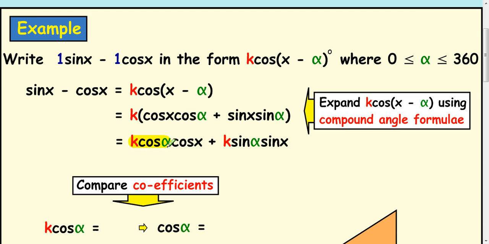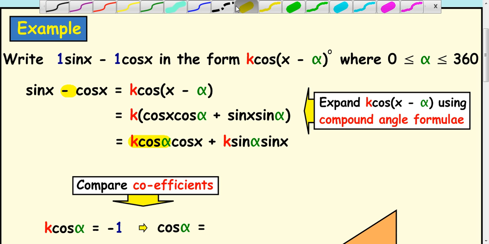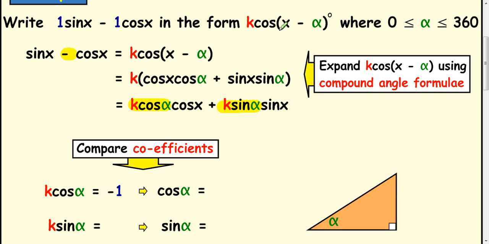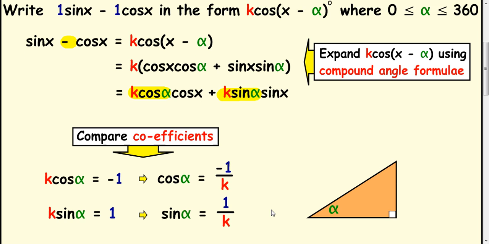So k cos alpha is the coefficient of cos x, so we look up here and see the cos x, and we can see here there's a negative in front and really a negative 1 there, so that means that's equal to negative 1. Next we'll look at k sin alpha, and that's the coefficient of sin x. It's just a plus here, so we look up here and there's a 1 really there, 1 sin x, so that's going to equal plus 1. If we divide by k, we get negative 1 over k, and same here, we get 1 over k for sin alpha.